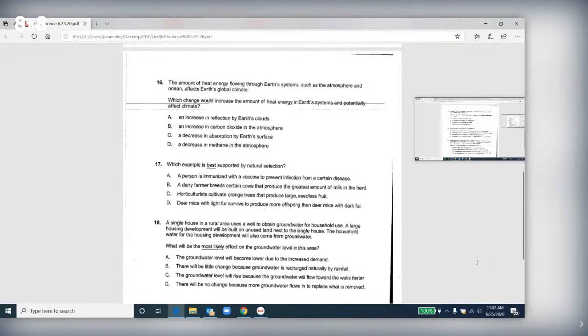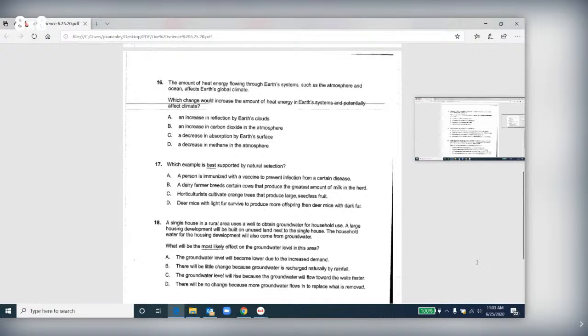So if the Earth's surface has a decrease in absorption, that means the Earth isn't absorbing as much sunlight. But that would probably be a secondary effect. There's some reason why the Earth isn't absorbing as much of the sun or the heat, and that would be basically because of B. Okay, so this one's going to be tricky if you guys don't have any idea about that. But hopefully, we've gone over this and you have a pretty good idea of methane and carbon dioxide. Okay, let's go on to 17.